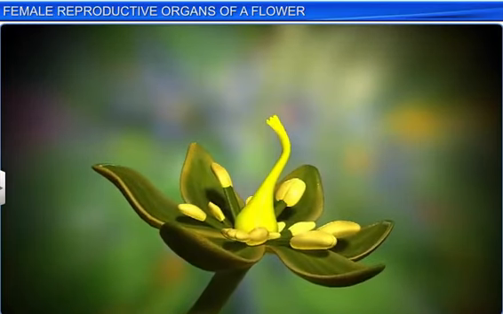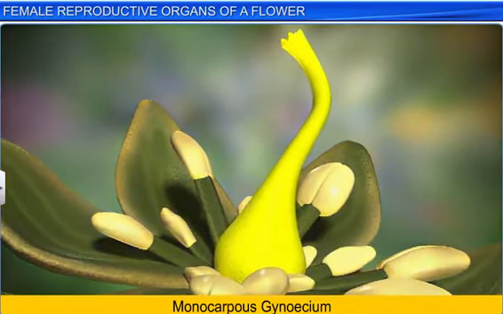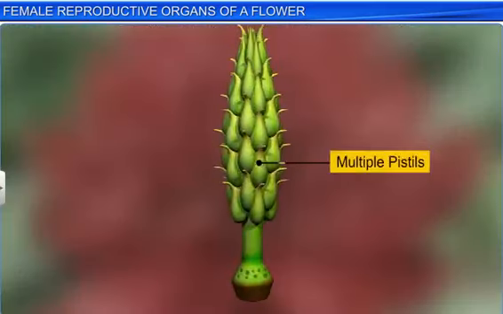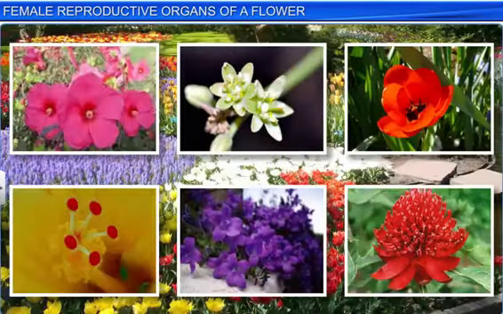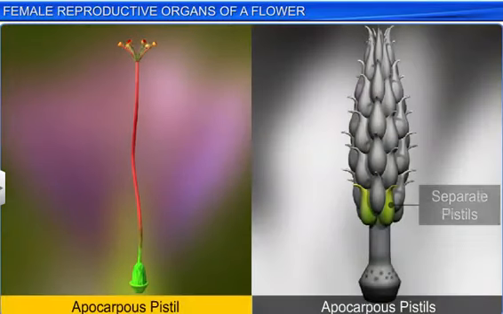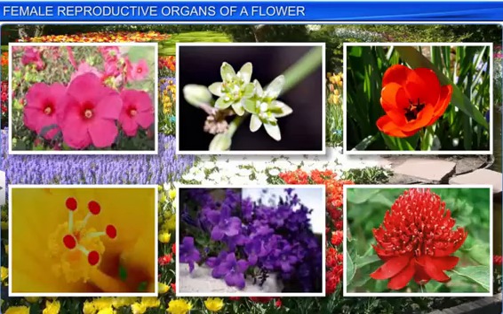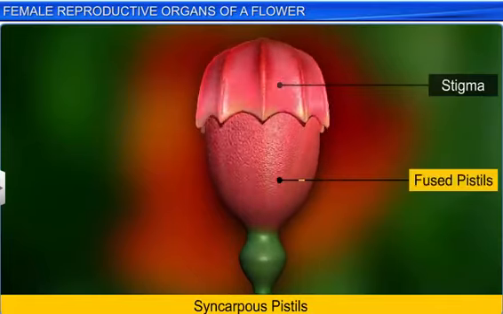For example, the gynoecium can be monocarpous, consisting of a single pistil or carpel. Or it may be multicarpous, in which case we see several pistils in a single flower. Moreover, a multicarpellary gynoecium may be apocarpous, that is, the pistils are free, or syncarpous, where the pistils are fused.